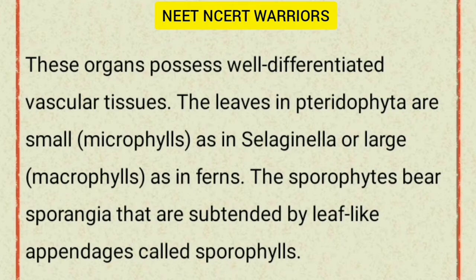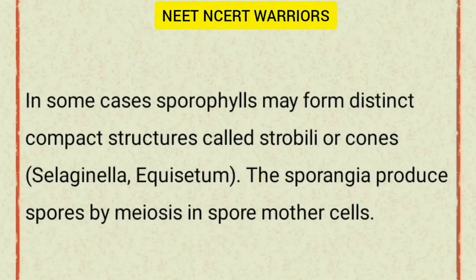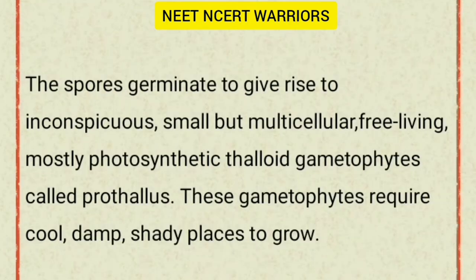The sporophytes bear sporangia that are subtended by leaf-like appendages called sporophylls. In some cases, sporophylls may form distinct compact structures called strobili or cones. Example: Selaginella, Equisetum. The sporangia produce spores by meiosis in spore mother cells. The spores germinate to give rise to inconspicuous, small but multicellular, free-living, mostly photosynthetic thalloid gametophytes called prothallus.